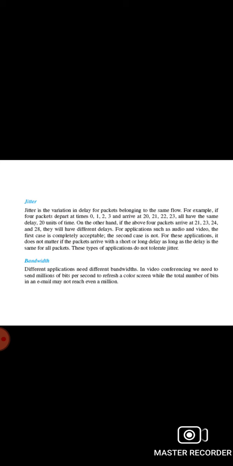So a flow of data needs resources such as buffer, bandwidth, CPU time, and so on. The quality of service is improved if these resources are reserved beforehand. So we can say that the quality of service model called integrated services depends heavily on resource reservation to improve the quality of service. And the fourth technique to improve the quality of service is to use admission control.